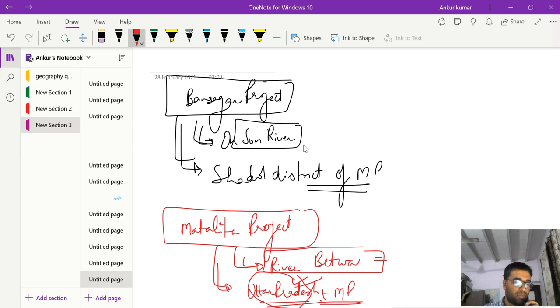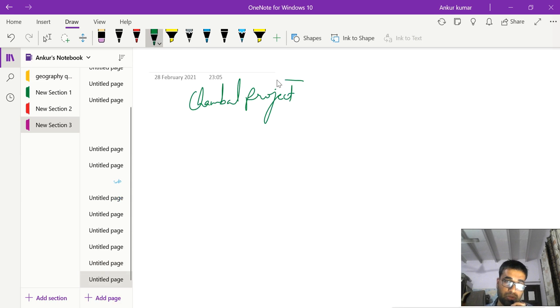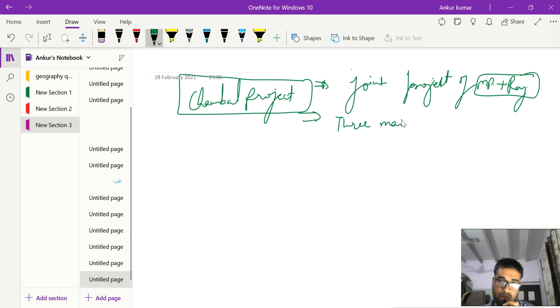Then moving on to the third one, the Jumble project. The next one, again the important one, that is Jumble project. So Jumble project is the joint project of Rajasthan and Madhya Pradesh. This is joint project of MP plus Rajasthan, and three main dams are built under it. Right. So which are these three dams?